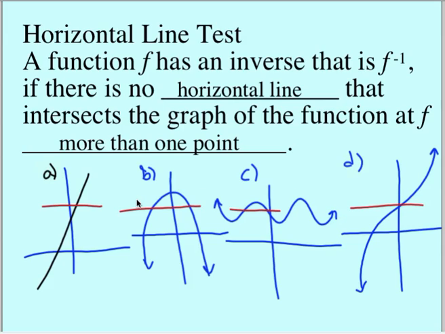So the only 2 functions that are going to have inverses that are functions are going to be choice A and choice D. Because these other 2 functions hit a horizontal line more than once, I know that their inverse is not going to be a function.